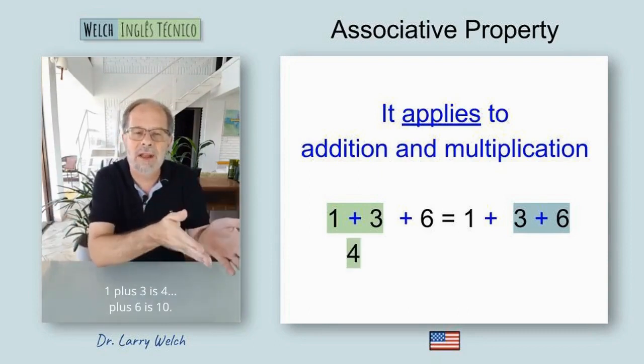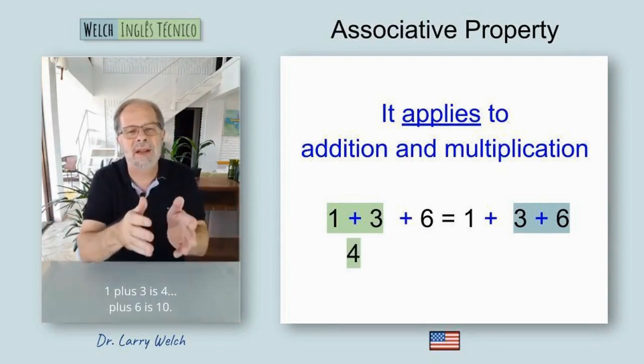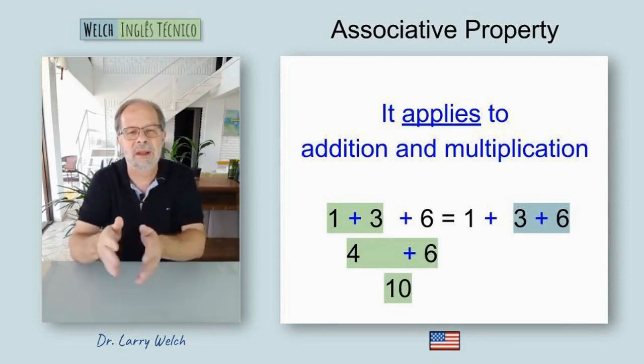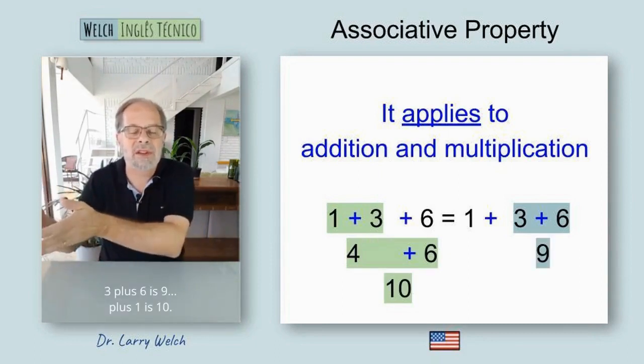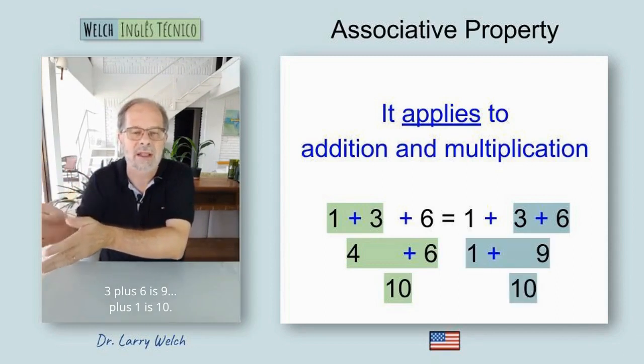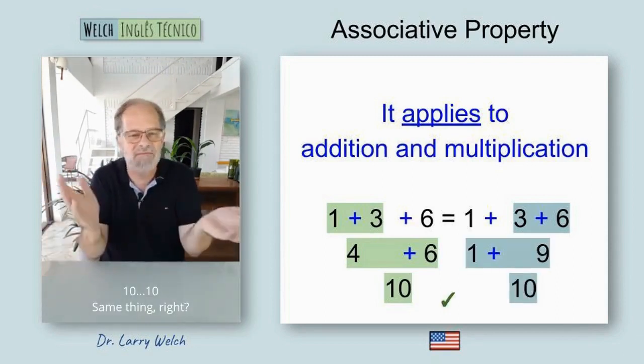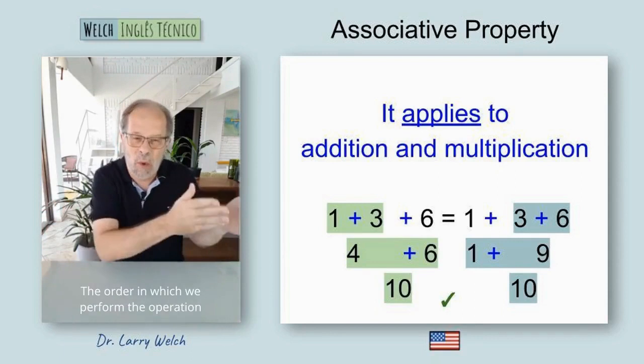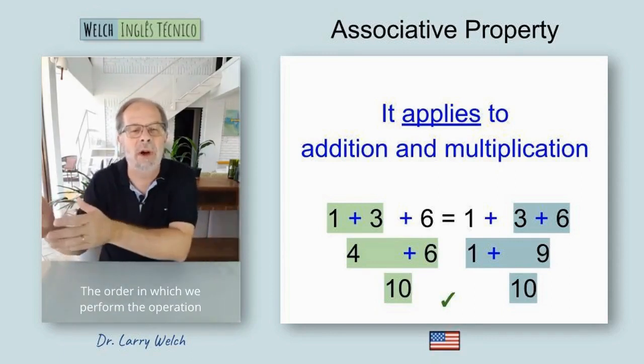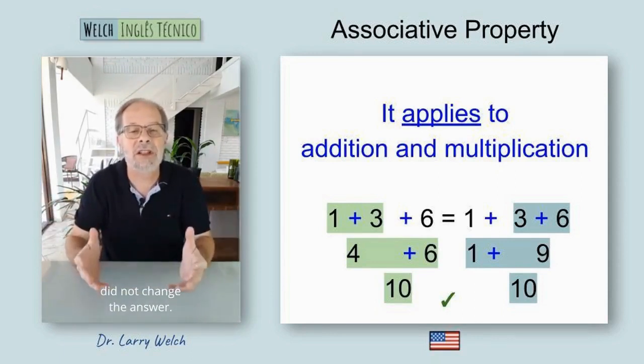1 plus 3 is 4, plus 6 is 10. 3 plus 6 is 9, plus 1 is 10. 10, 10, same thing, right? The order in which we performed the operation did not change the answer.